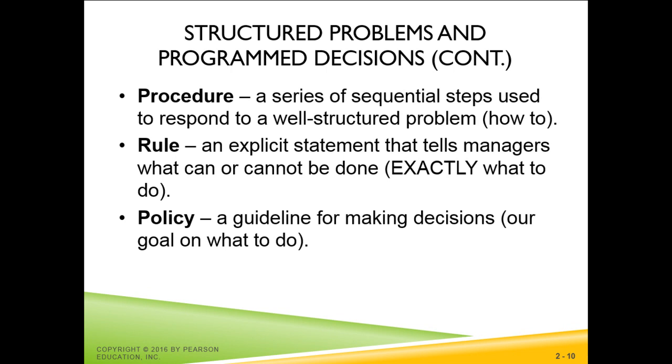A rule is an explicit statement that tells a manager what can or cannot be done. Rules are frequently used because they're simple to follow and ensure consistency. The third type of program decision is a policy, a broad guideline for making a decision.